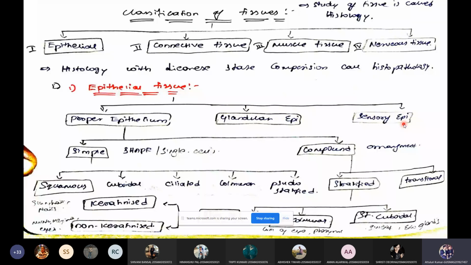Now let me focus on the proper epithelium. Proper epithelium has many types, so I will focus on proper epithelium. Now coming to the proper epithelium.